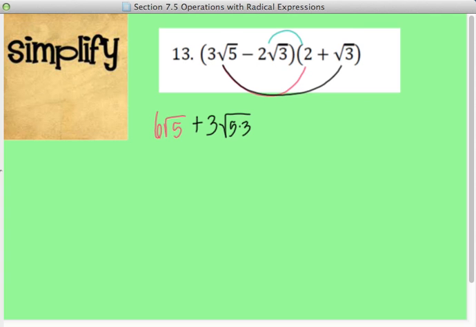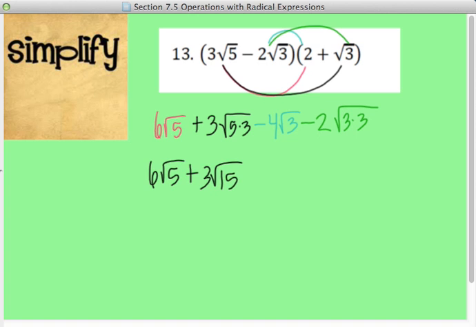Negative 2 square root of 3 times 2 will give me negative 4 square root of 3. And the last one, I will have negative 2 square root of 3 times 3. Okay, so I'm going to combine my like terms. This will give me 6 square root of 5 plus 3 square root of 15 minus 4 square root of 3 minus 2 times, well, this is going to be 9. The square root of 9 is 3. So it'd be 3 times 2, which is 6.